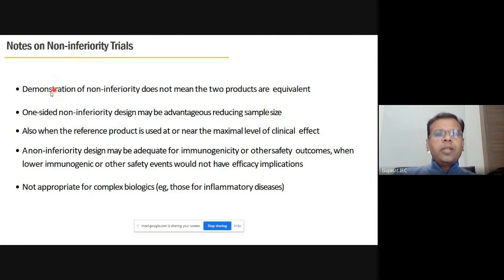When it comes to non-inferiority, we demonstrate that the two products are not necessarily equivalent. I would say A is as good as B, but it's not that A is B, right? That's what we try to do with non-inferiority. One is inferior to the other, but it's still within the range which we have defined for non-inferiority.